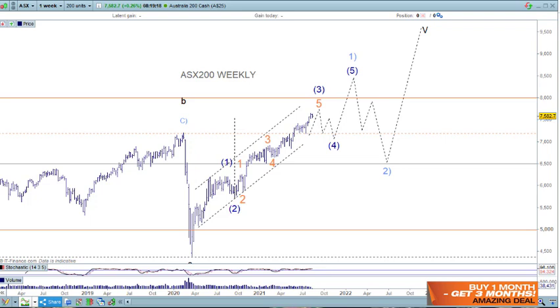Starting on the weekly chart here, we're looking at the ASX, of course, as intermediate wave 1 and 2 and minor wave 1, 2, 3, 4 and 5 here, and then we're looking for 5-minute waves up through here. So we're in our little last leg for wave 3 here.